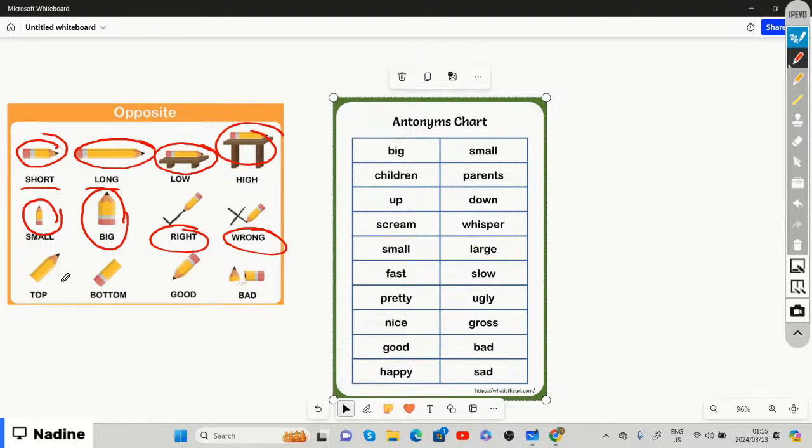All right, and then we have from the top or at the bottom. Wet and dry. Yes, those are also opposite. And then also, like you said, we have a good person, and then we have a bad person, or a good thing and a bad thing, right? So these are a few words that are opposite in meaning. And we call that antonyms. Antonyms are words that are opposite in meaning.